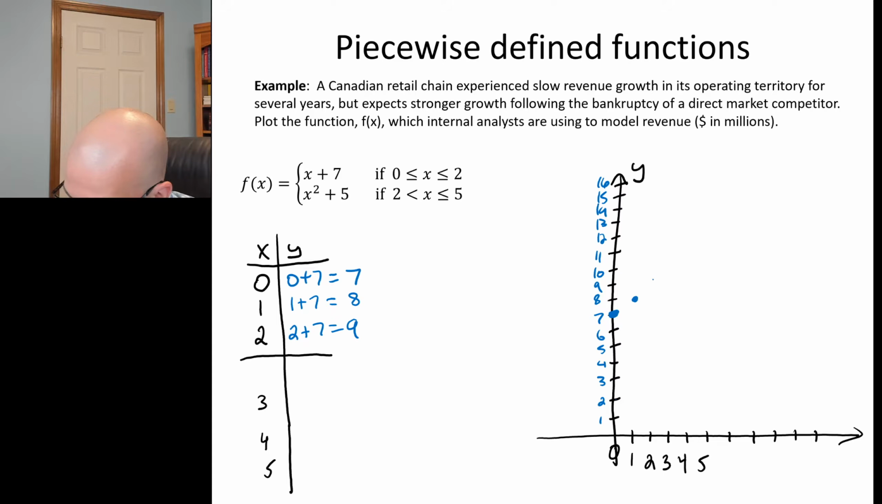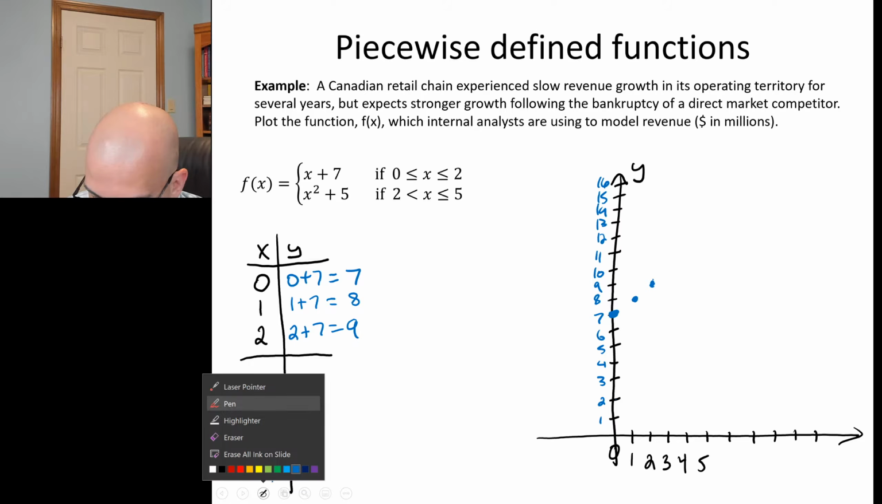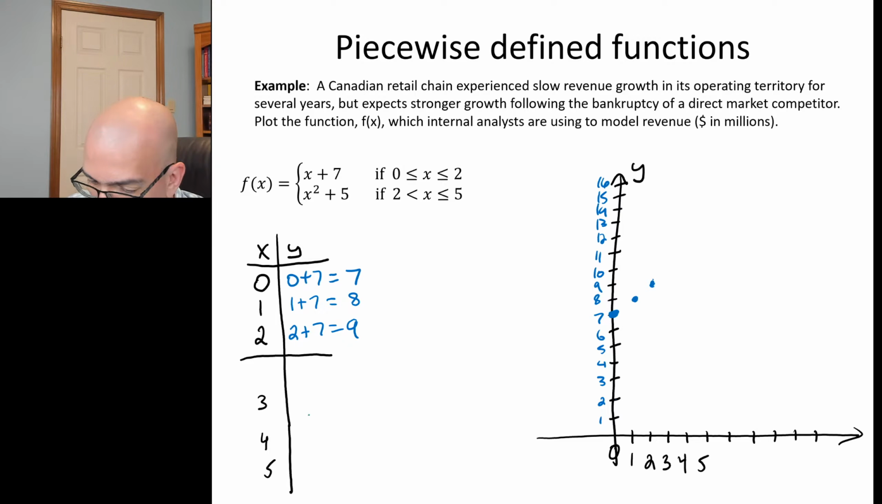Okay. 2 and 9. Okay, now we'll get the rest of the values. We'll plug 3 in. So 3 squared is 9. 9 plus 5, 14. And then, I skipped the important part. Where do we put 3? Do we put it in the top or do we put it into the bottom?